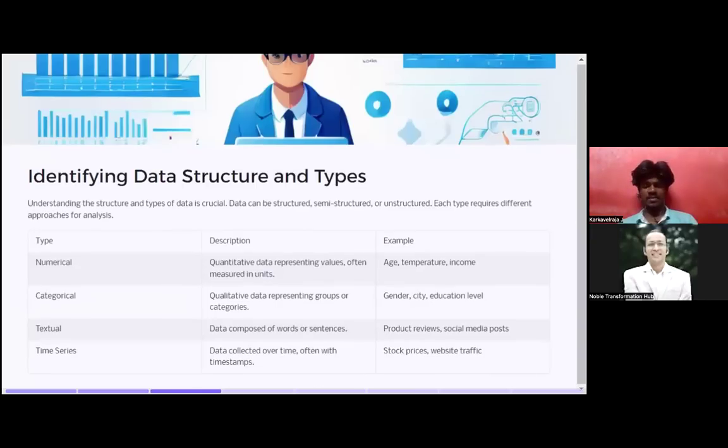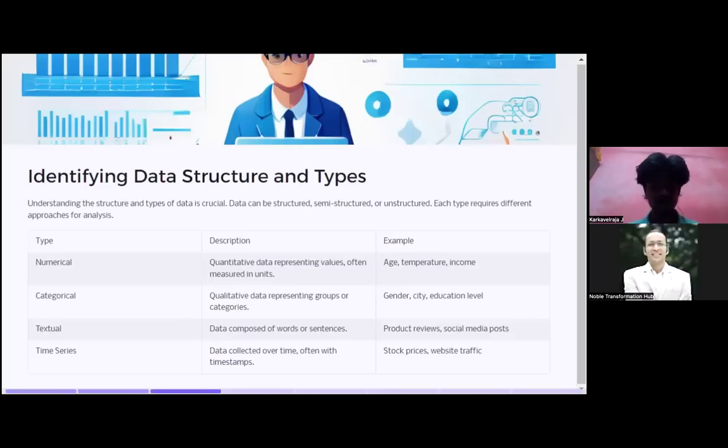Let's see some things. Whenever you have a numerical value, it should be represented as numeric, categorical, textual, and time series, like those things. These are the different kinds of data structure, or the kinds of data that it can have. For example, for the numeric value, we have something called age. Age is a numerical value. Then temperature, income, like those things.